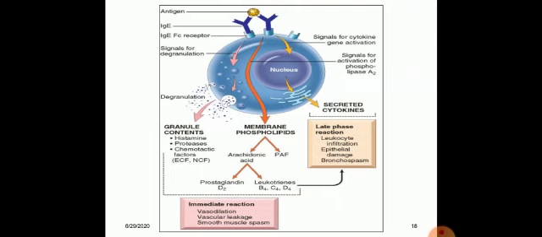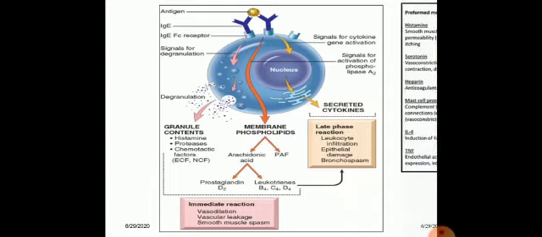Release of content from granules and products of the arachidonic acid pathway are responsible for immediate reactions like vasodilatation, vascular leakage, and smooth muscle spasm. While synthesis of various cytokines later on is responsible for late phase reactions in type 1 hypersensitivity reaction.